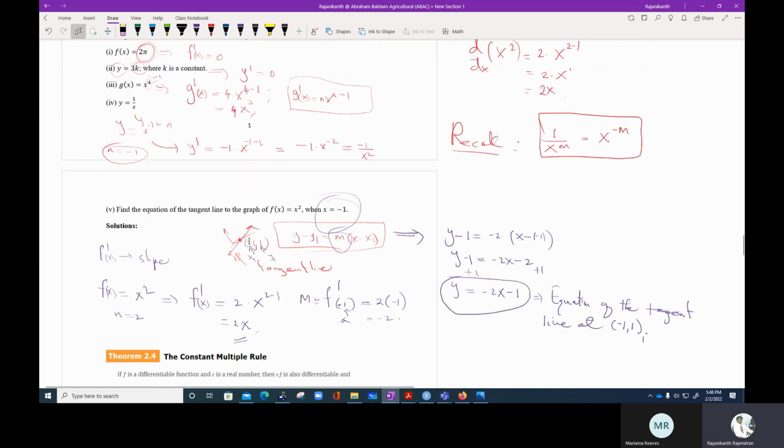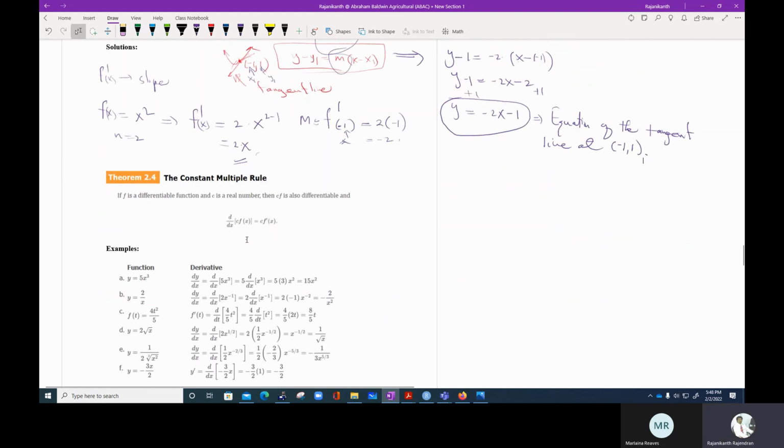Before that, there's one more property. If you have a constant multiple with the function, there's a function f(x), but you see a constant number multiplying it. If you see some constant number times the function, the derivative of that is nothing but the constant times the function's derivative. Okay?